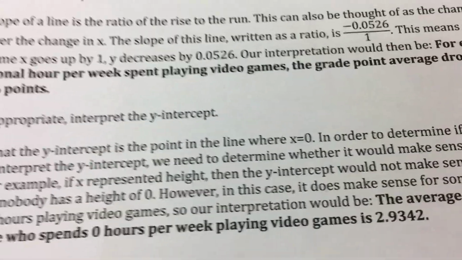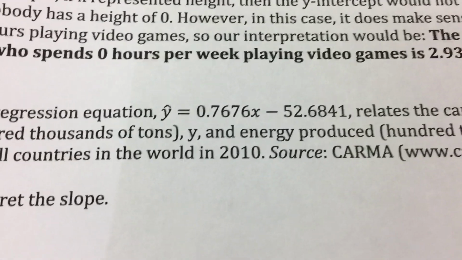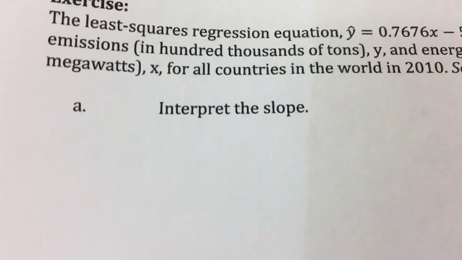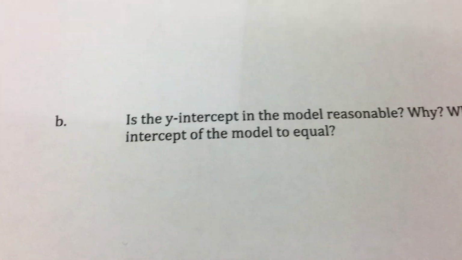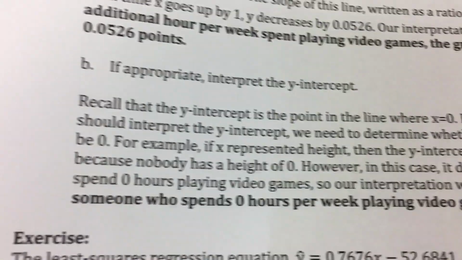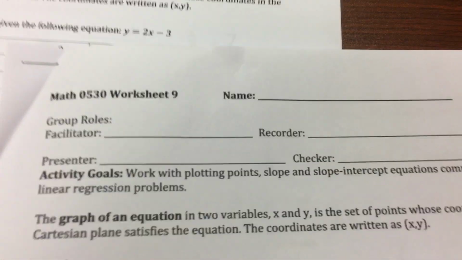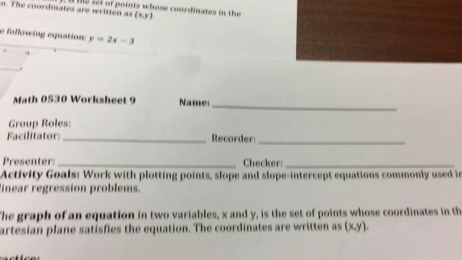There's a lot of things to read, but then they're going to ask you to interpret one of these. They want you to pick the slope out, okay, and interpret just like it is right here, in the other example. And then it asks you something about the y-intercept. Well, notice, if appropriate, interpret the y-intercept. Be sure to read through all this and then answer this question down here at the bottom. So this is the last handout of handout 9, worksheet 9 on linear regression.